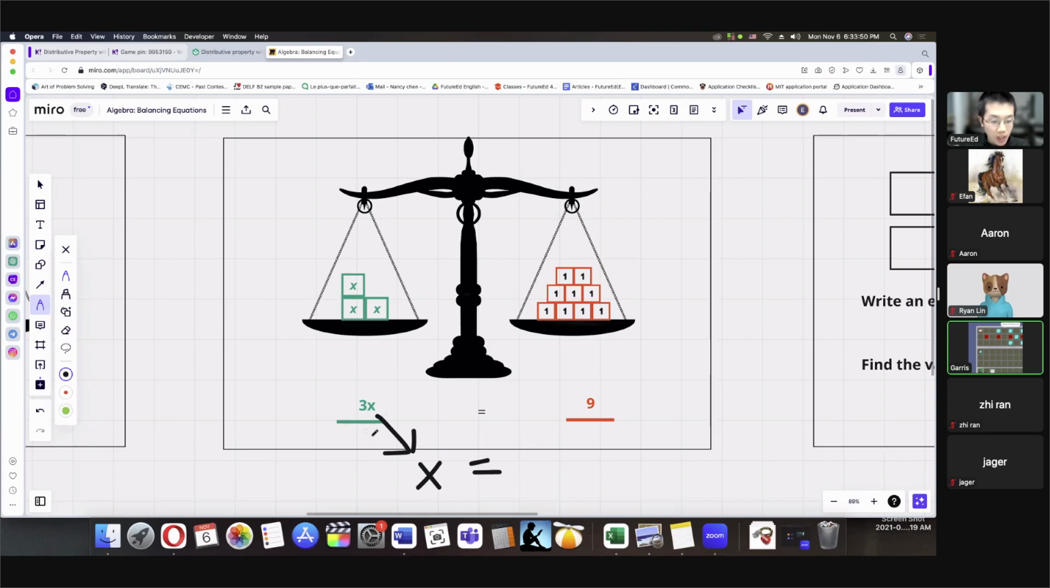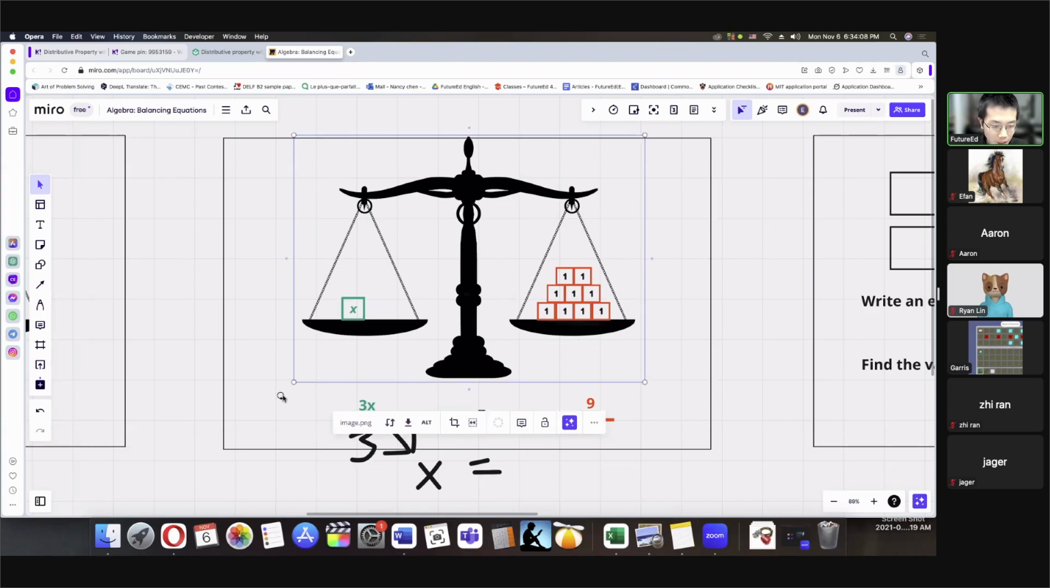Division, exactly. So if we have multiplied by 3x, we need to divide by 3 to get only an x. So if we divide by 3 on the left side, I'm going to merge all these 3s into 1. And unfortunately, the balance is tipping again. What do I have to do on the right side?